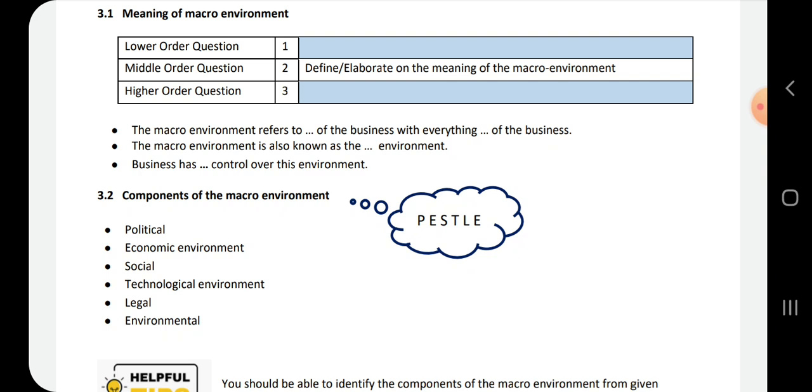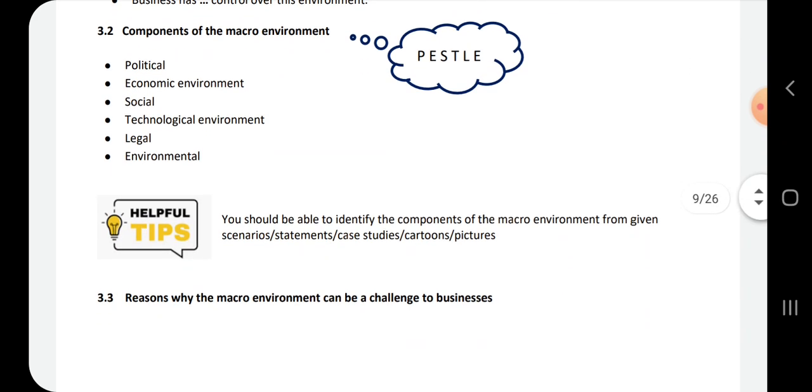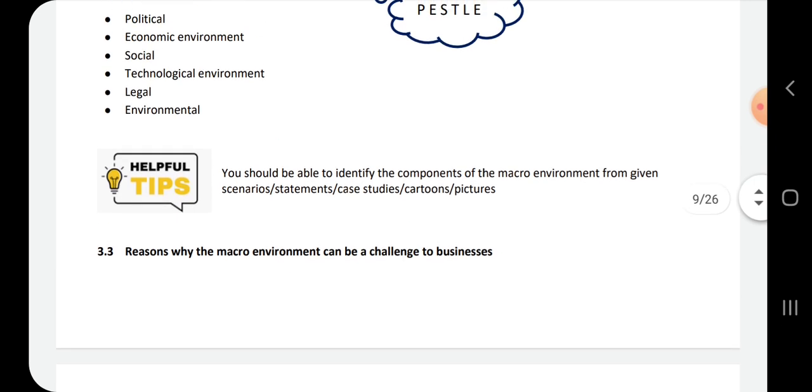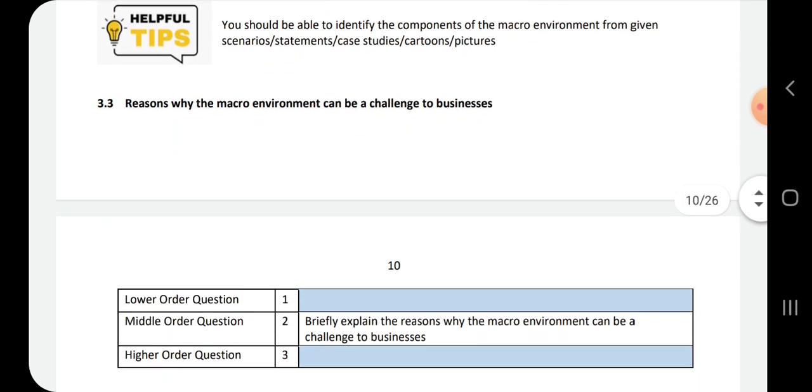So what you have to know is that it's the environment outside of the business. It is known as an external environment, and the business has no control. So the components are political, economic, social, technological, legal, and environmental. The business has no control over it. You can remember the components as PESTLE. Okay, that is another useful tip, how you can remember the components of the macro environment.